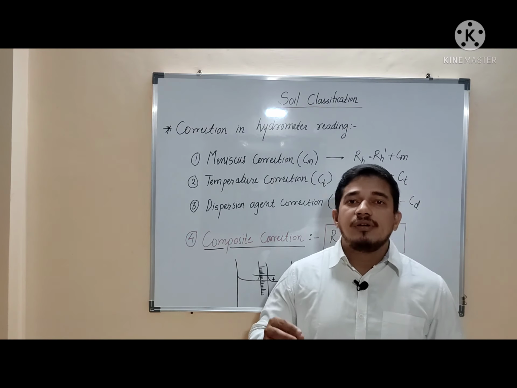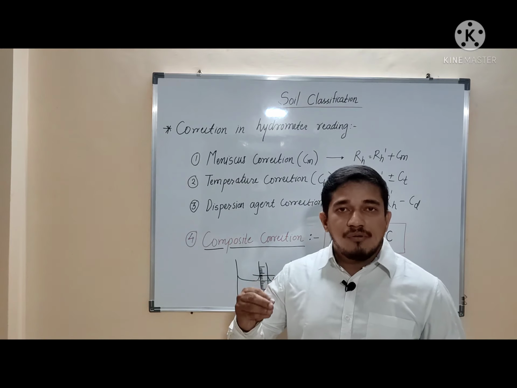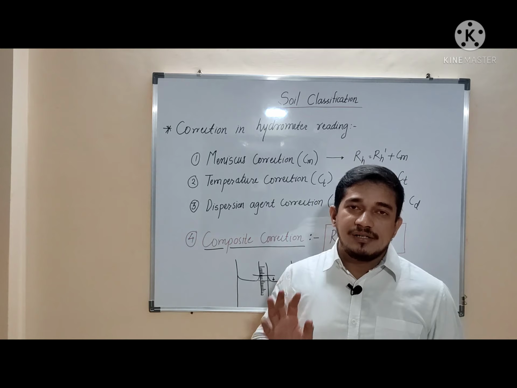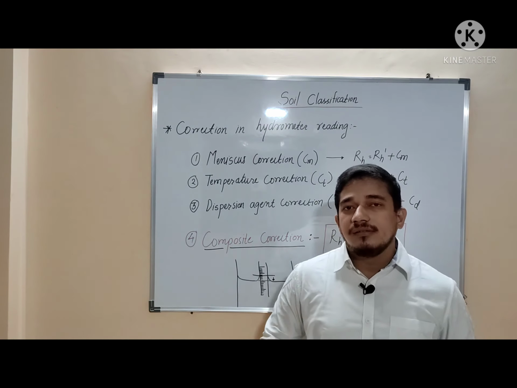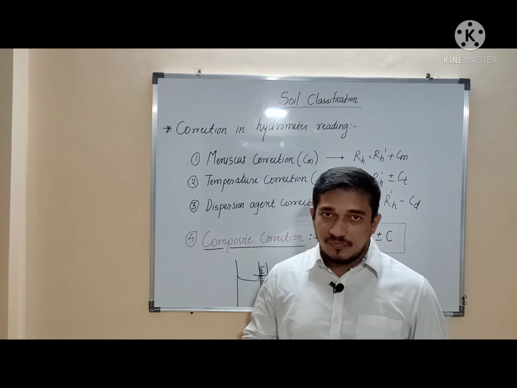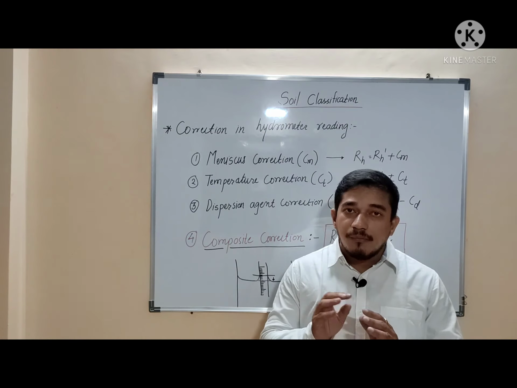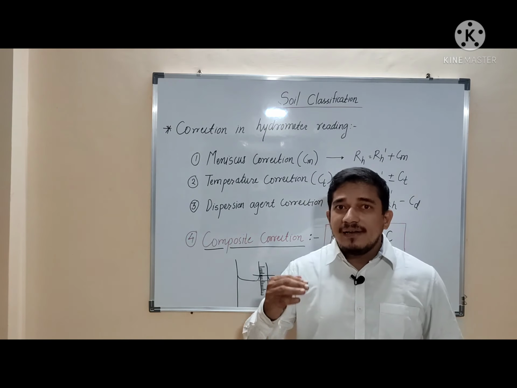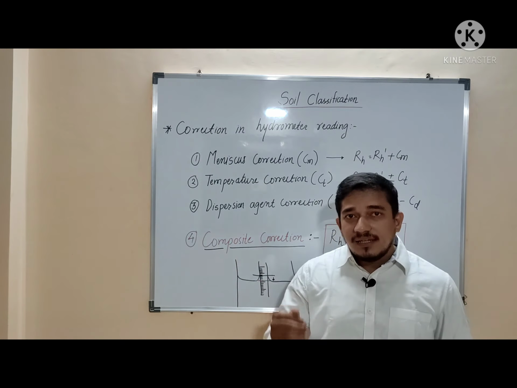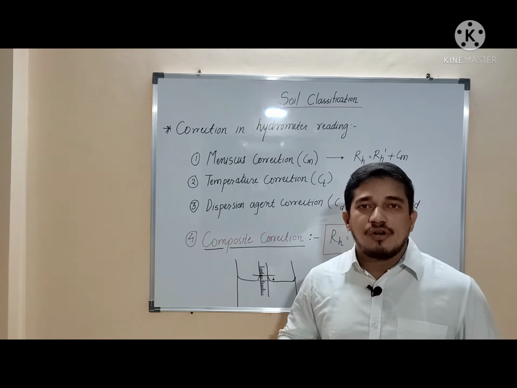Now, so as to find out the correction, we will take 1 liter of distilled water, then we will add dispersion agent. The quantity or the concentration of this dispersion agent will be the same as that in the soil suspension, and we will take the hydrometer reading. The difference between 1 and this hydrometer reading will give us the composite correction. If the reading is more than 1, then the correction has to be negative, and if the reading is lesser than 1, then the correction has to be positive. So that's all about this correction.